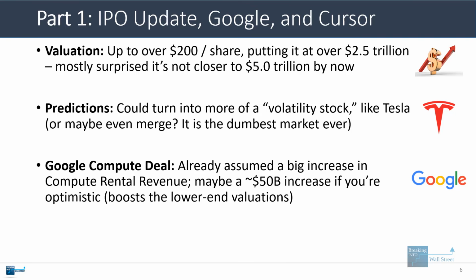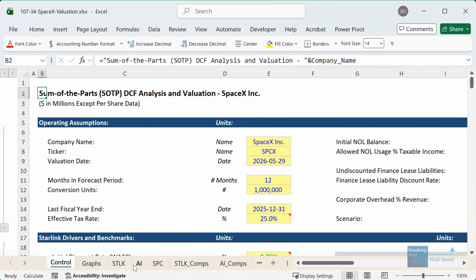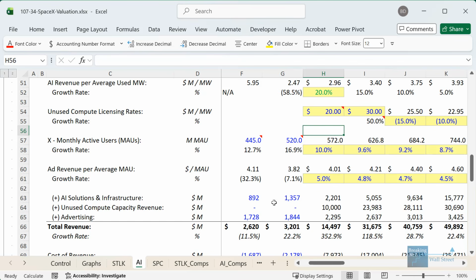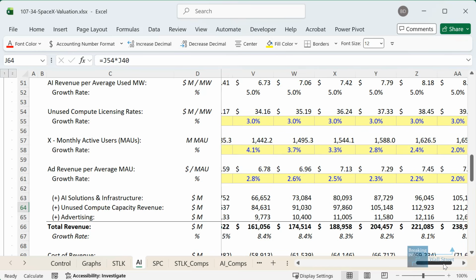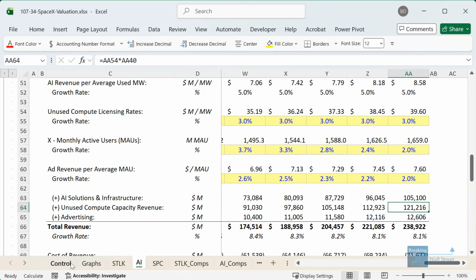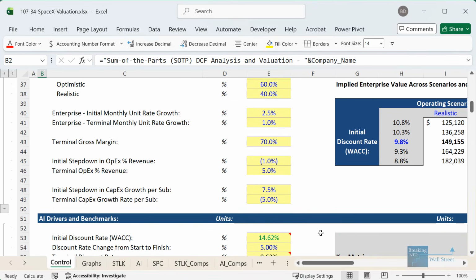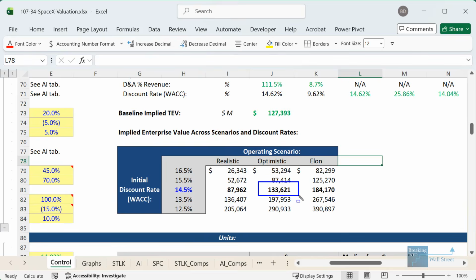How I'm getting to that number is that if we go over to the AI tab in my original model here, and we're very optimistic and we assume that they can just do this and earn a whole lot of extra money from this without actually impacting their AI solutions and infrastructure revenue. If we go in and we change the unused compute licensing rate to something like $30 so that they get around an extra 5 billion this year, and then maybe the year after this I'll change it to 35 billion, so we assume they build on the Google and Anthropic deals and get even more, and then it continues in a steady state after that and eventually reaches about 121 billion. If you go back and check the AI valuation after doing all that, it does go up by a fair amount.